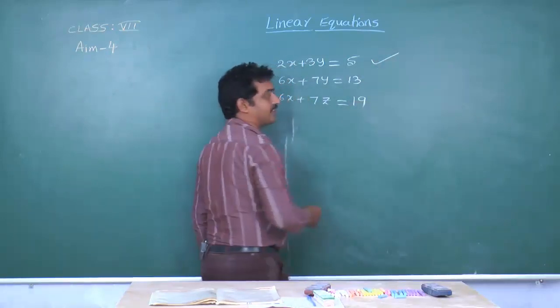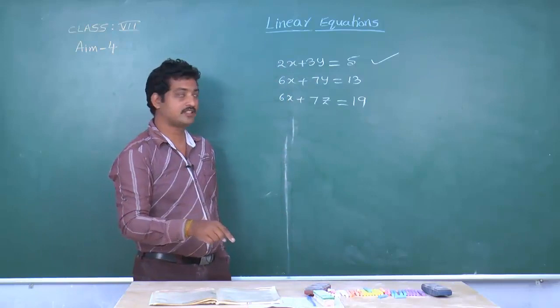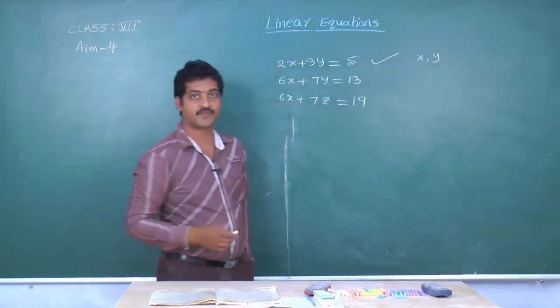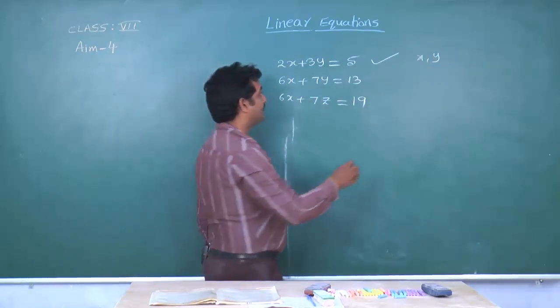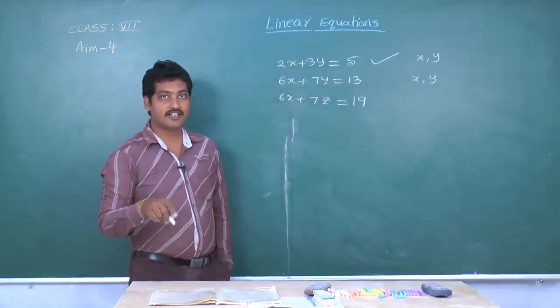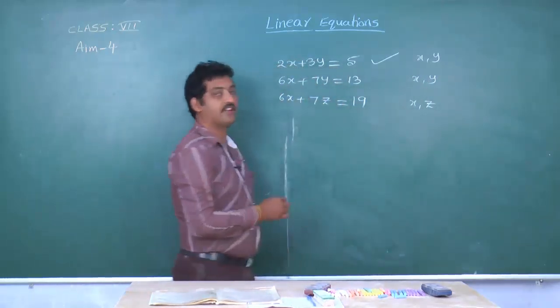In the first linear equation in two variables, what are the two variables? x, y are the variables. In the second linear equation, x, y are the variables. In the third linear equation, x, z are the variables.